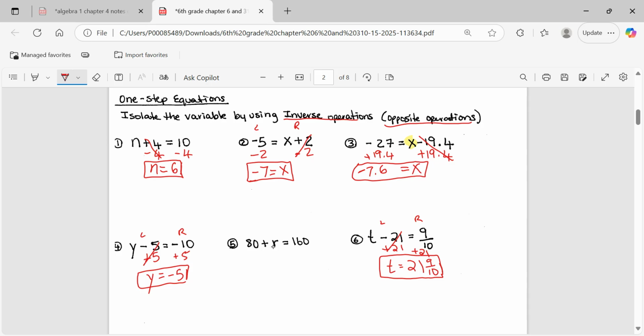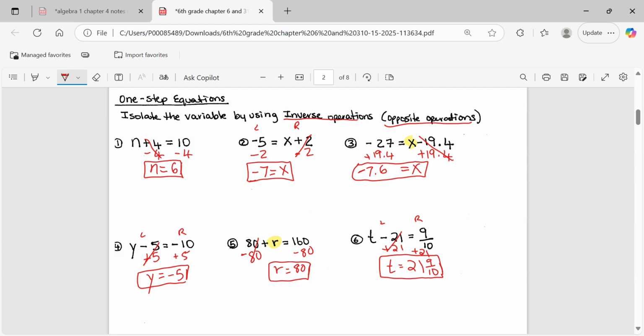On number 5, I want r by itself. I want this alone, so I'm going to get rid of the 80. It's a positive 80, and the opposite of addition is subtraction. So I would minus 80 on both sides. So that r is equal to 160 minus 80, which is positive 80.